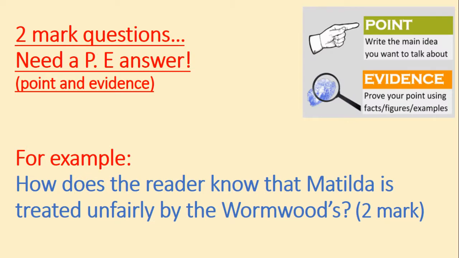2 mark questions need a PE answer, point and evidence. Your point is the main idea that you want to talk about, and your evidence is where you prove your point using facts, figures, and examples. In our case, we'll be using quite a lot of examples. My question: how does the reader know that Matilda is treated unfairly by the Wormwoods? You can say your answer out loud if you know it now.